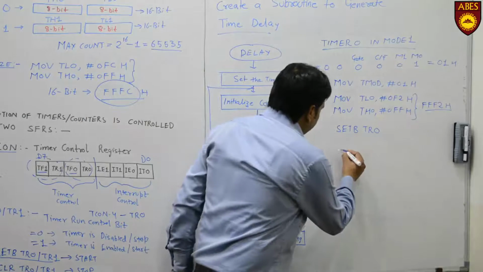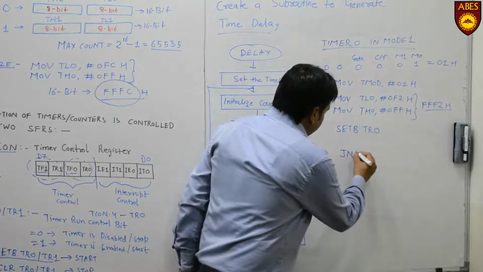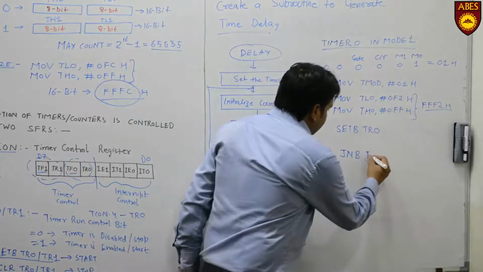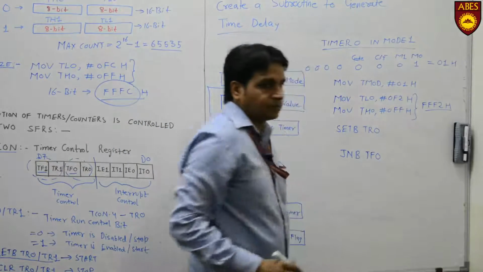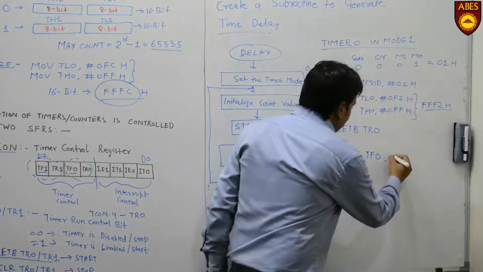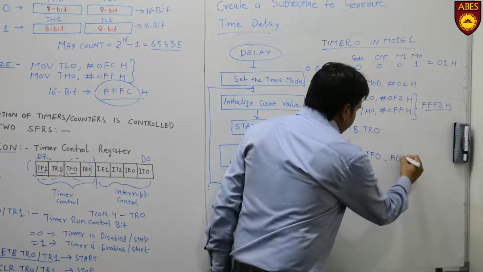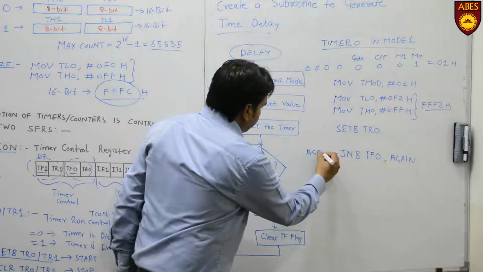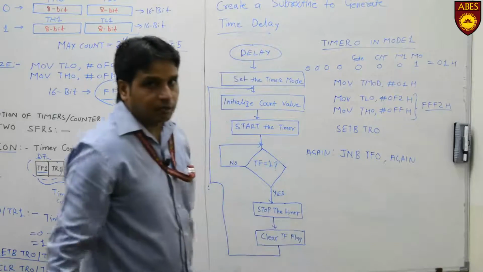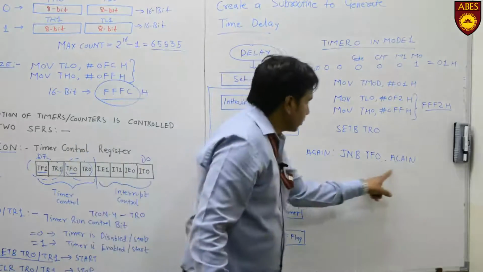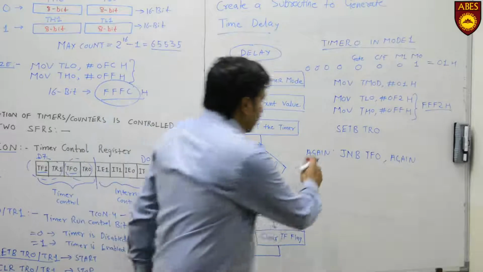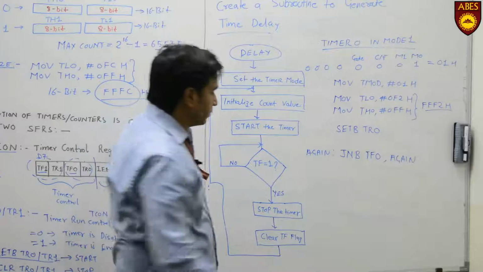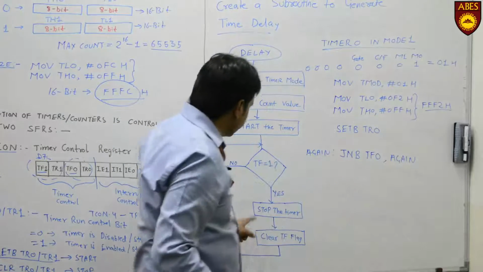This we can do with the help of a conditional jump instruction, that is JNB, jump on no bit. We have to check the TF0 flag, and if this condition is not true, we have to jump to a label. I am providing this label here. What it means is, if the value of this flag bit is not equal to 1, it will keep looping in this instruction, and whenever the value becomes 1, it will get out of this loop.